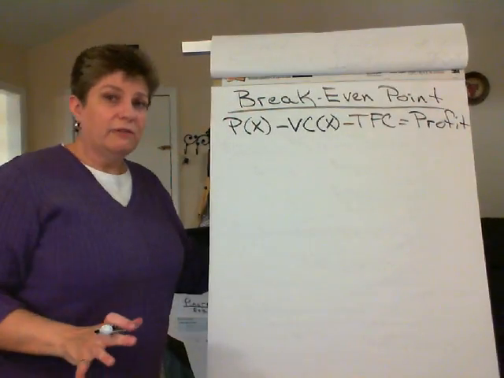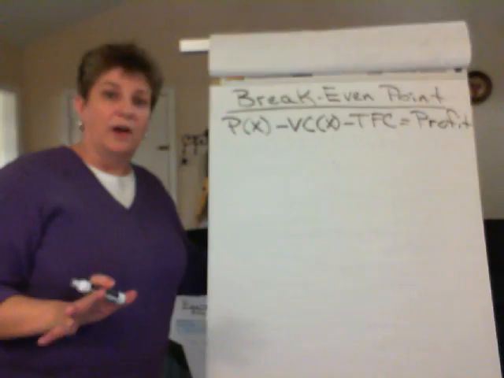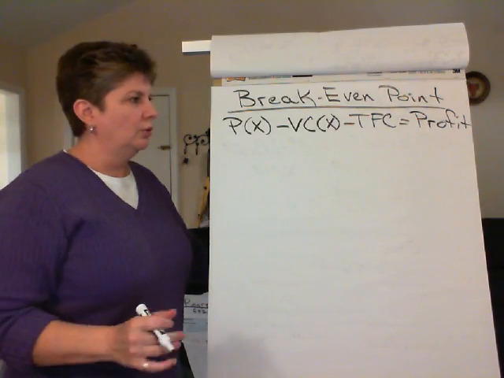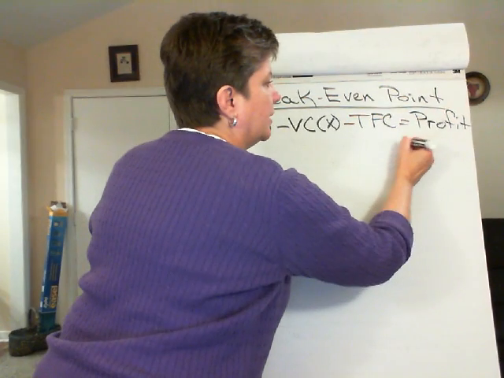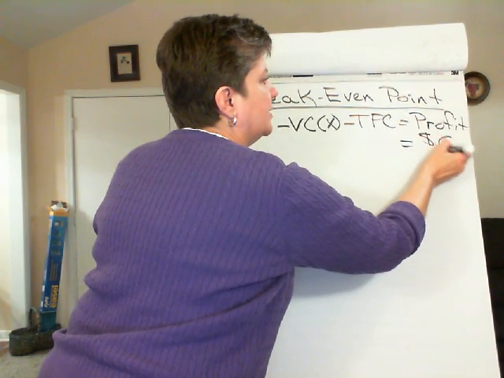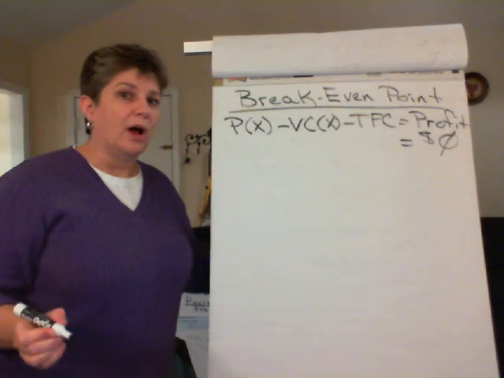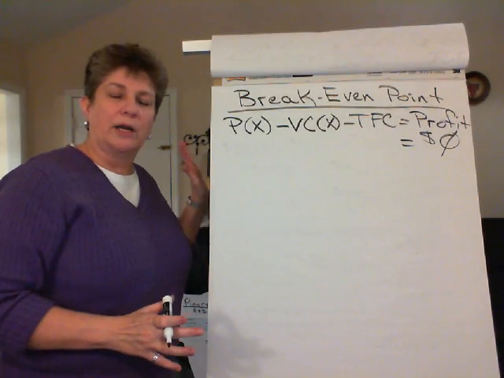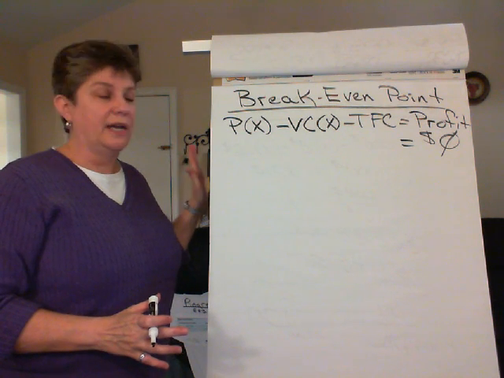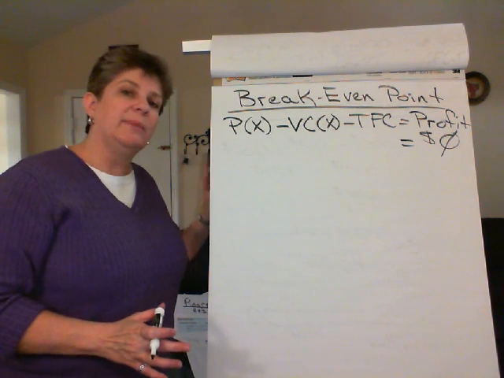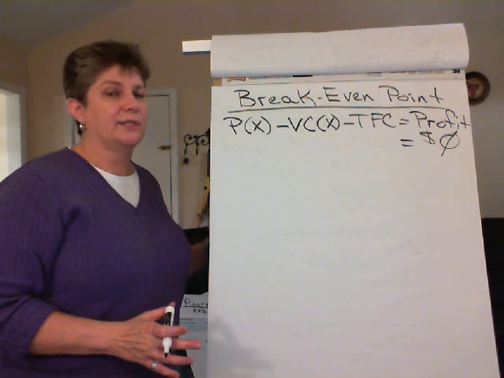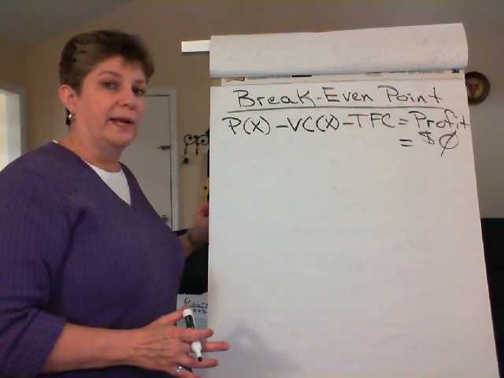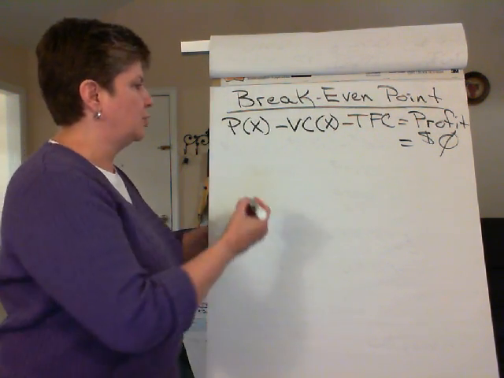Now, break-even point is the volume, the number of units sold, which yields zero profit, neither a profit nor a loss. So let's fill in the numbers from our contribution margin income statement data and figure out just how many units this company does need to sell in order to reach break-even point, to get out of that loss situation.